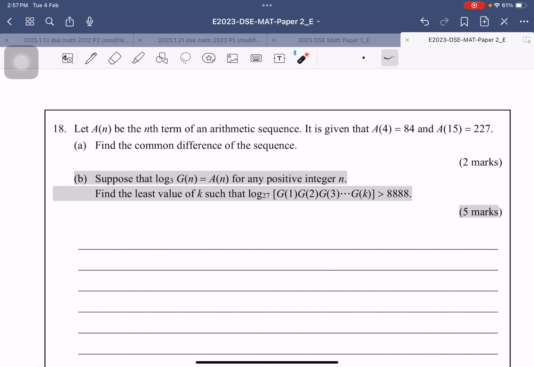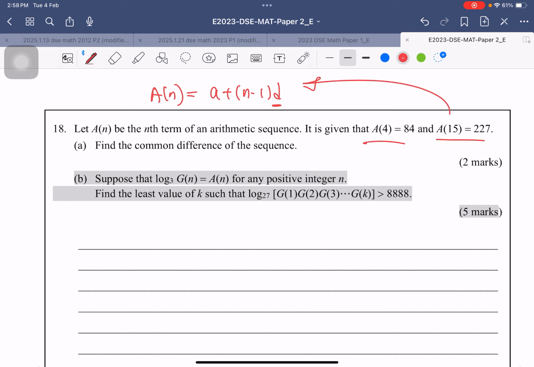Okay, so next part. The 18A is really easy, common difference. This is an arithmetic sequence. What's the formula of an arithmetic sequence, Eddie? The nth term, a_n, is equal to a plus n minus 1 times d. The a is the first term, and the d is the common difference. So now you have these 2 things, just substitute in and solve the equation.